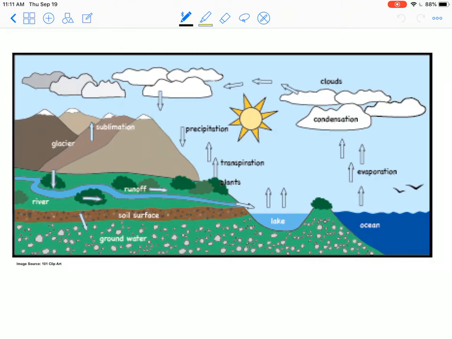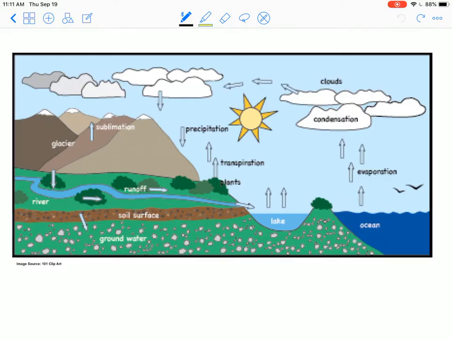So first of all, when you look at this picture, you see some very familiar things. You see a sunshine, the clouds, an ocean, a lake. There is grass, there's a river, there are mountains. So these are things that are familiar to me. They even drew me some birds over here because they know I like the ocean.